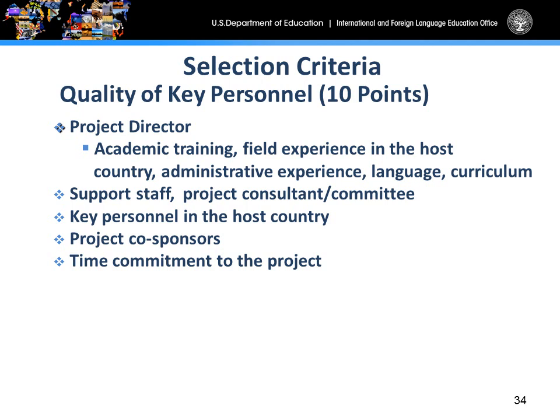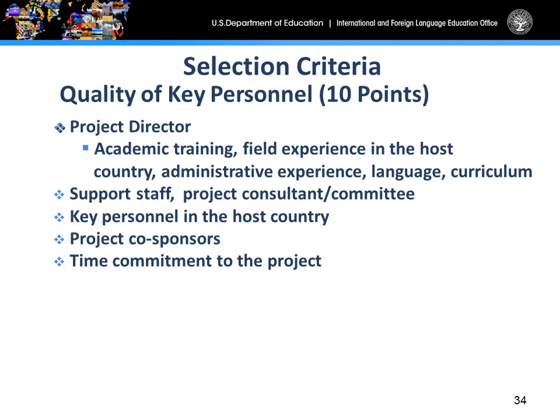The quality of key personnel is worth 10 points. Applicants should address the qualifications of the U.S. project director, which includes their academic training, their field of expertise in the host country, the administrative experience, language, and other related qualifications. It is also important to note the project director's time commitment to the project. Please provide expertise of any other support staff as well as their time commitment to the project.